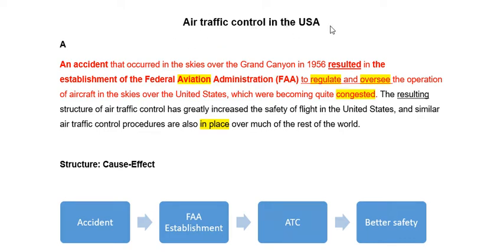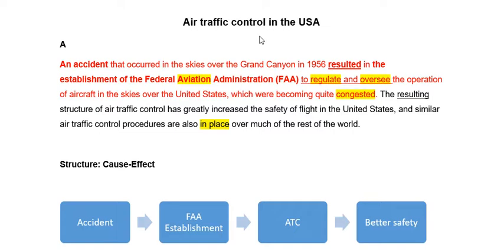And then the second question, why? Why is this piece of writing written? Why does the author decide to write about this? There are three common purposes of writing: to inform, to persuade, or to entertain. And from just the title, we can know that the main purpose of this writing is to inform the audience about air traffic control in the USA.